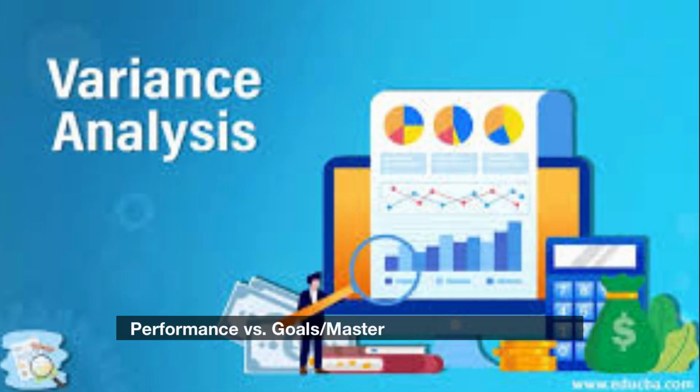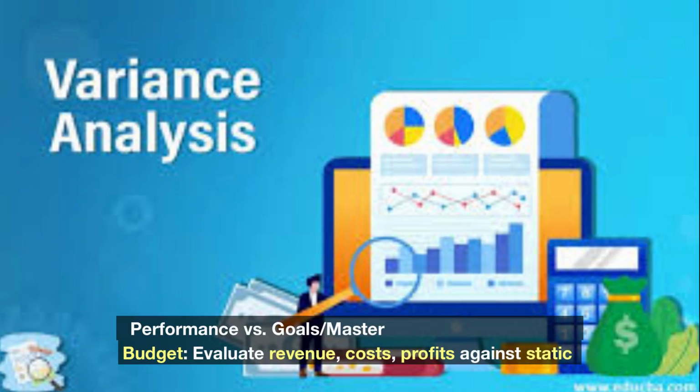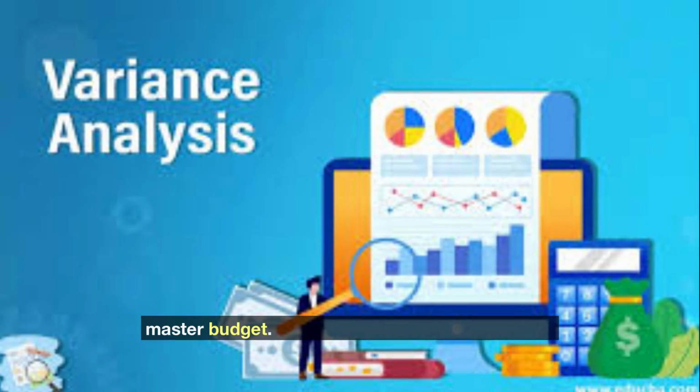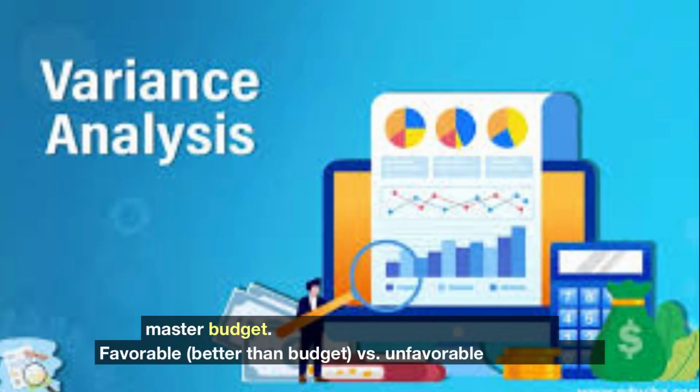Now we're talking about measuring performance against goals. What goals? Well, those are the numbers that were established in the master budget. And we're going to evaluate revenue and costs and profits against this master budget. Now keep in mind the master budget is a static budget. That is, it's at one level of activities that was established in the sales budget.